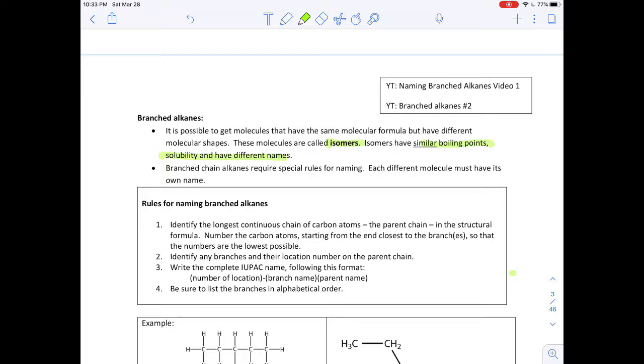Sometimes they chemically act a little bit differently. They're going to have slightly different shapes as well. So we give branched chain alkanes special names, and each name is specific so that there's one name for every molecule. We don't want confusing different names in the IUPAC naming system.